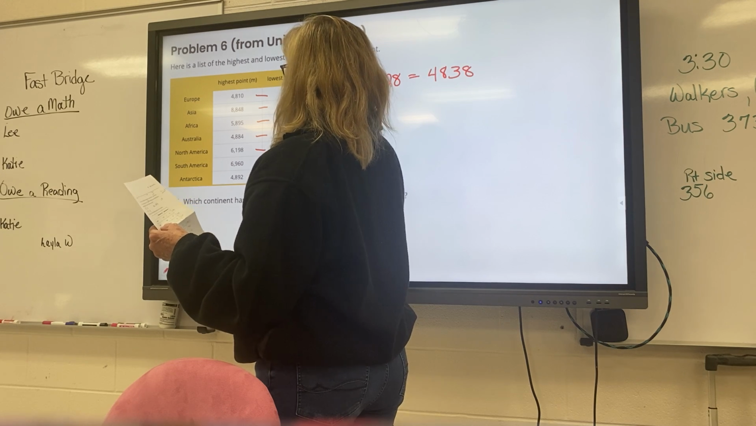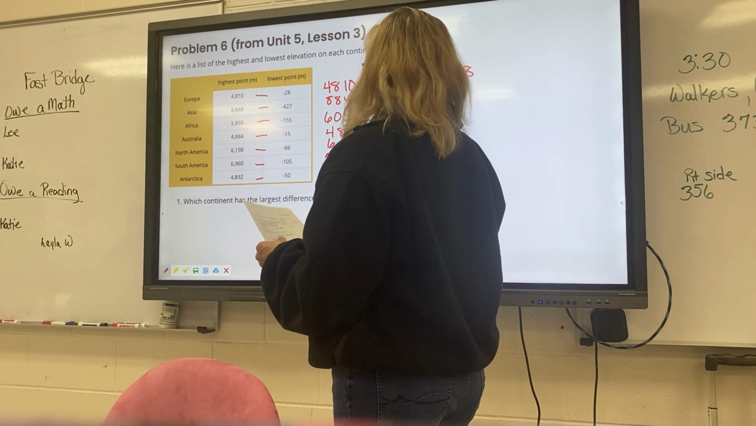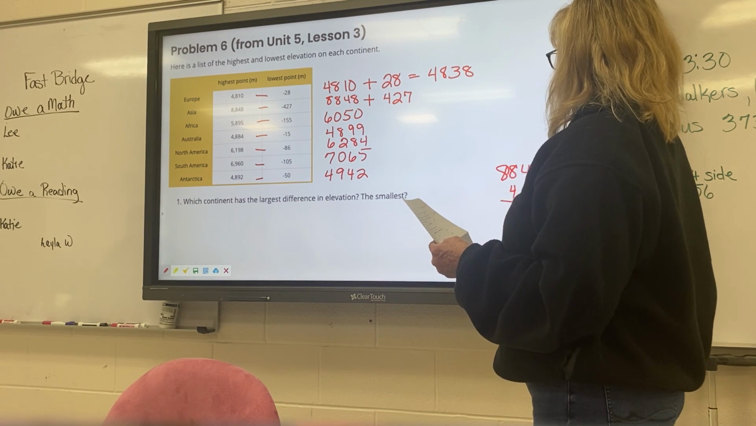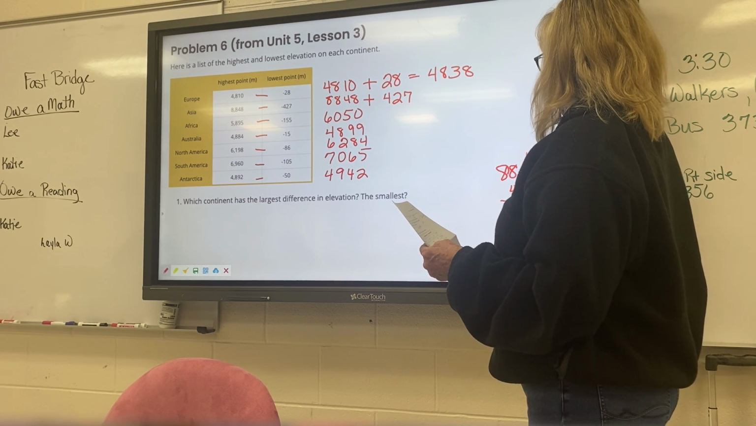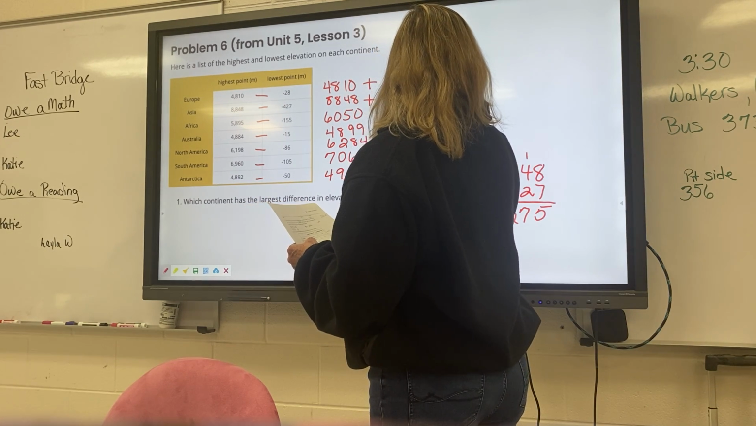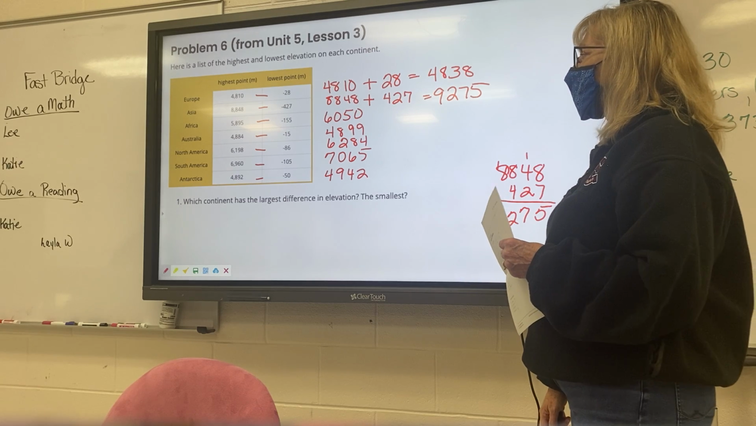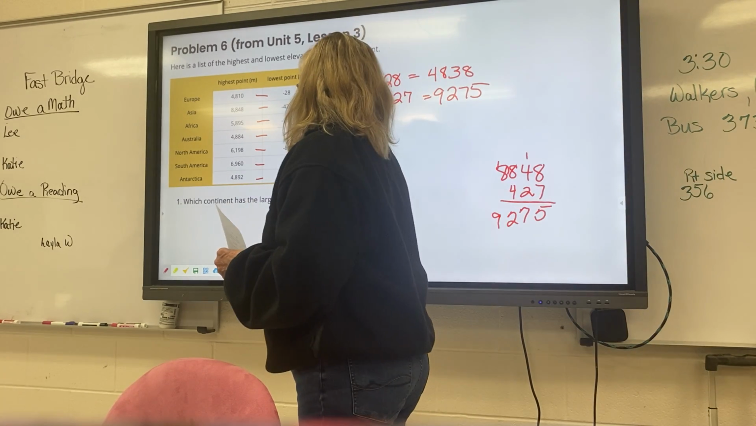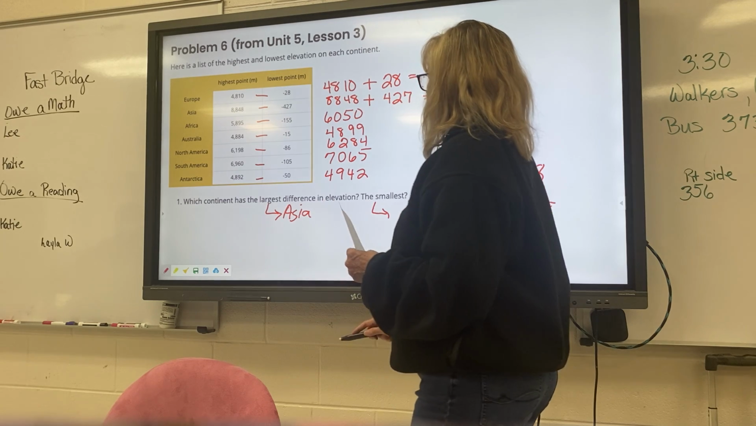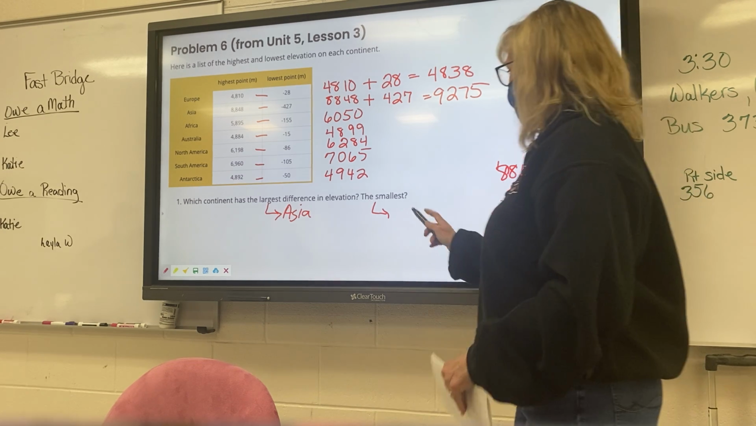8,848. Change it to addition. What's the opposite of negative 427? Positive 427. So you're going to add 8848 and 427. So 8 and 7 is 15. So that is 9,275. All right, which continent has the largest difference? Asia. Okay, which one has the smallest difference? Australia. Europe.